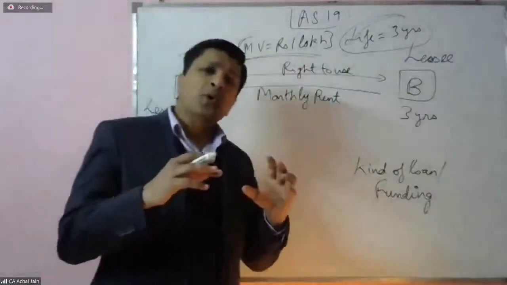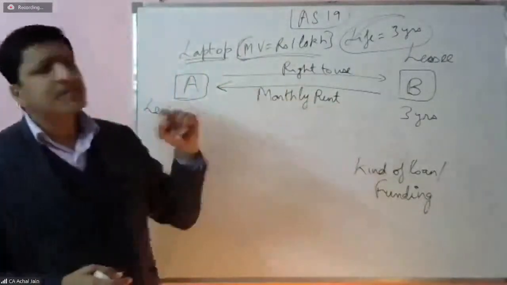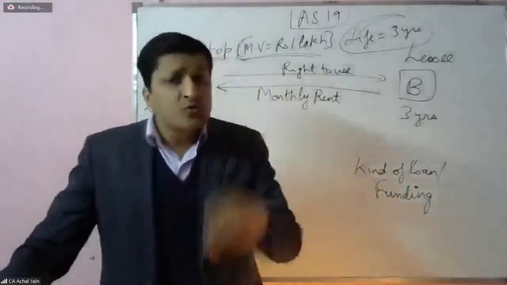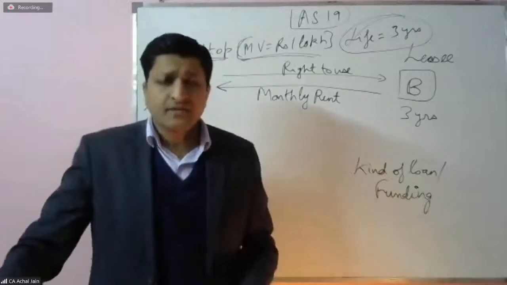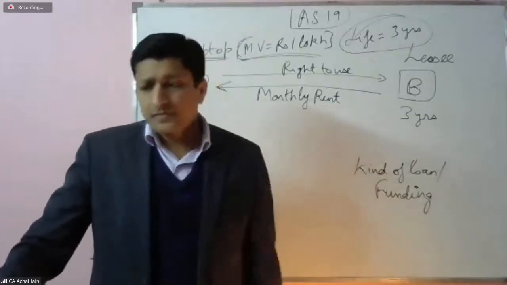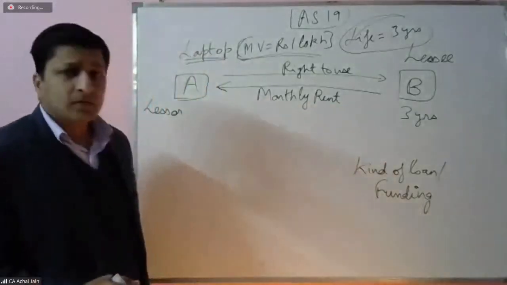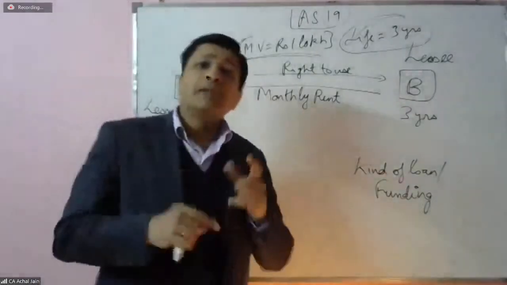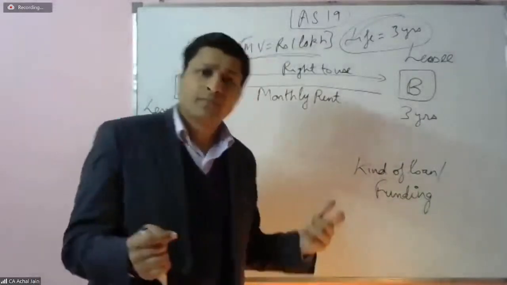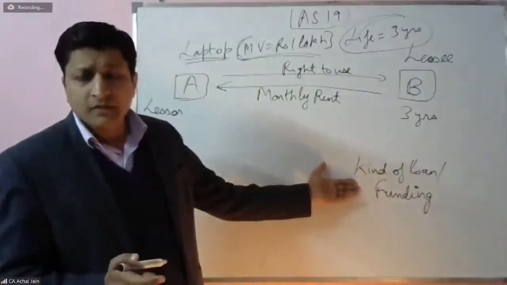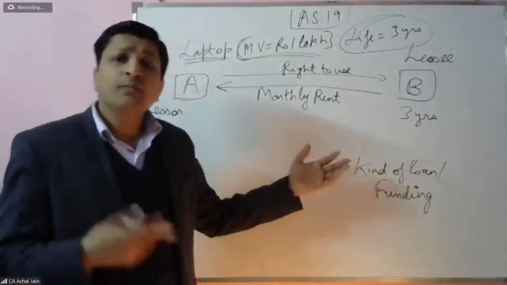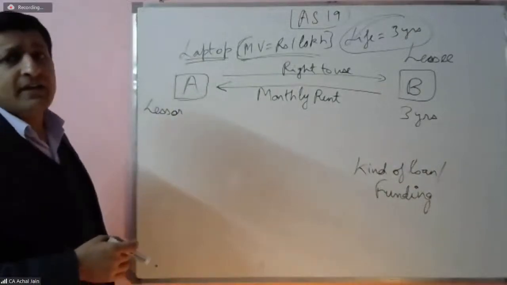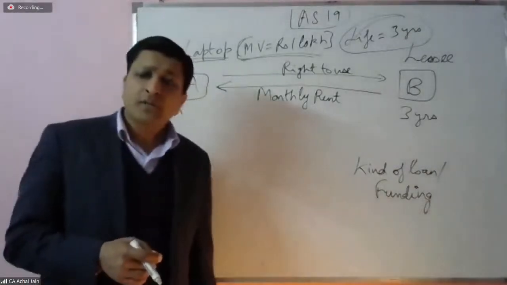So B has thought upon a different structure to get this laptop and to use it for the same period over which B would have used this laptop if B had purchased this asset. What is that period? 3 years. Now B is saying that instead of making this payment upfront of 1 lakh, I will make the payment in installments. That is what is done in case of a loan. In case of a loan, what do you do? You make the payment in installments. So B is saying, I will make the payment for this laptop in installments.